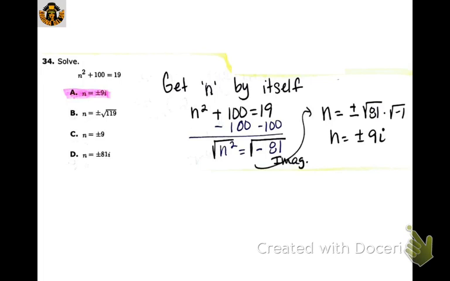All right, this one's just getting the n by itself, solving for n. So subtract 100, you get -81. And then when you take the square root of that, it is a perfect square, but it has to have the i because of the negative under the radical.